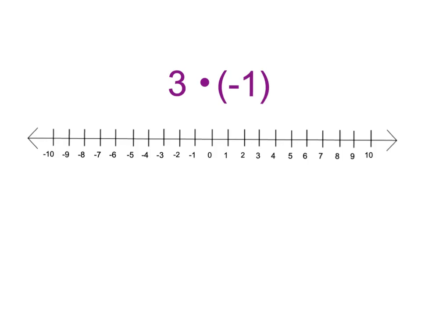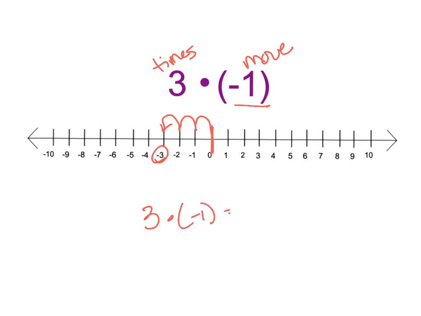So let's try it on our number line. This is what we are going to be moving, and this is how many times we're going to move it. So we're going to start at 0. We're going to move negative 1, 3 times. So literally 1 time, 2 times, 3 times. Our answer is negative 3. 3 times a negative 1 equals a negative 3.